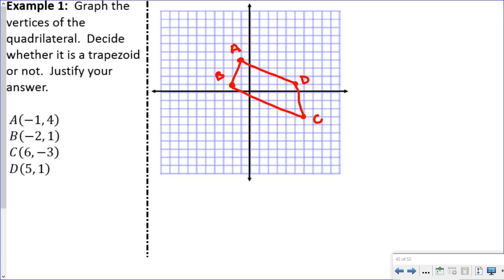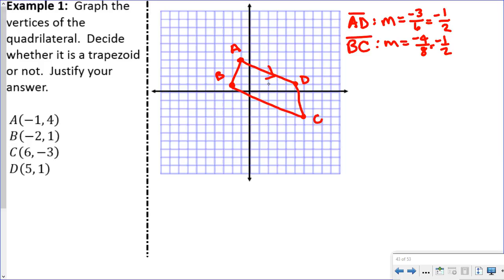So I'm going to do slope for AD. I'm just going to count rise over run. So 1, 2, 3 down and 1, 2, 3, 4, 5, 6 over. So -3 over +6 is -1/2. Okay. Now let's do its opposite side, BC. So 1, 2, 3, 4, 1, 2, 3, 4, 5, 6, 7, 8. So down 4 over +8. So that's -1/2. So then we can conclude that these are parallel.